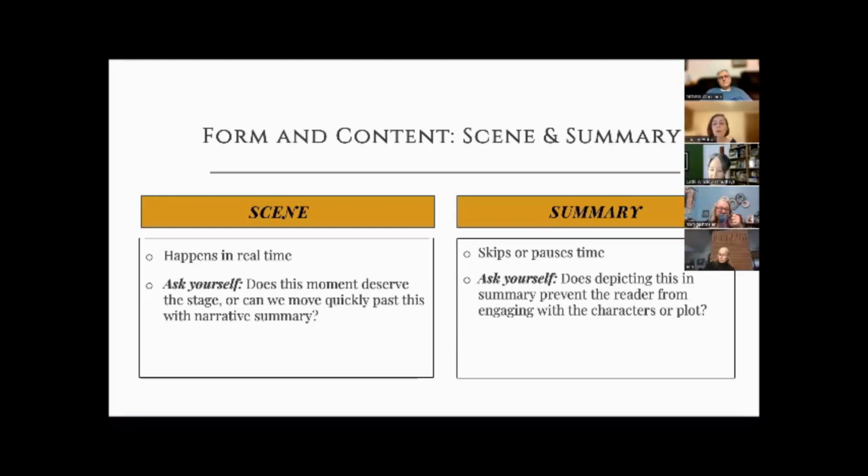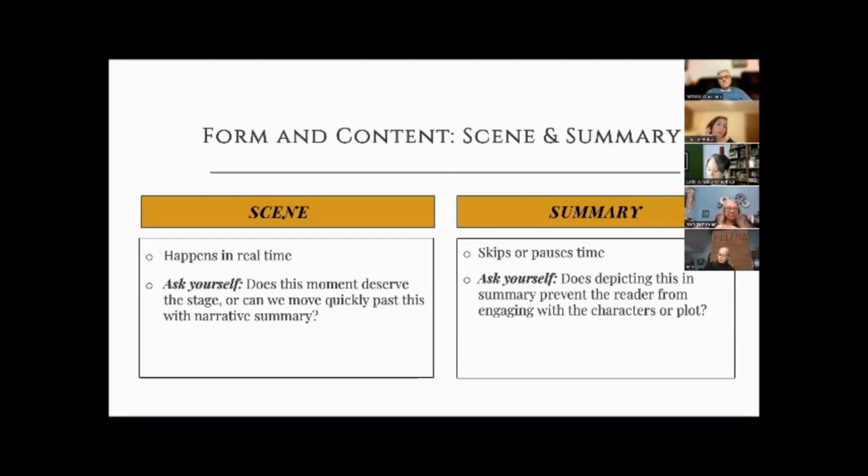So when we watch something play out before our eyes, that is a scene. It happens in real time. It's like watching a scene in a movie. When something would take much longer to happen than it takes to read, that is narrative summary. So it moves past things quickly, it skips or pauses time. And these are the typical building blocks of your story.